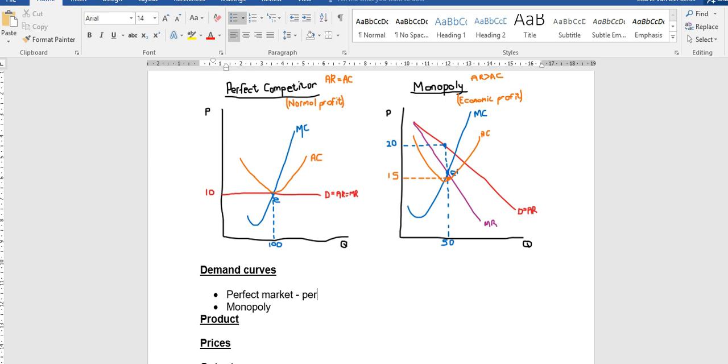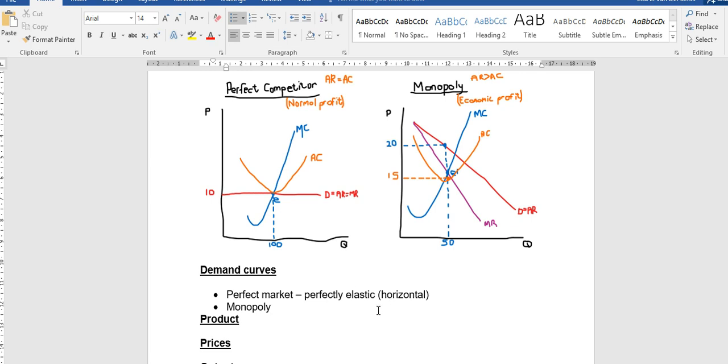Okay, so we said in the perfect market, the demand curve is perfectly elastic or horizontal. All right, we can see that on the demand curve there. It's perfectly elastic or horizontal.